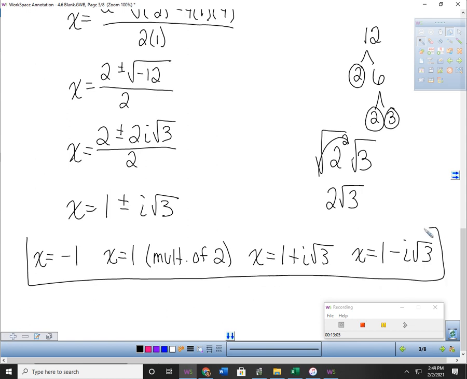Now, if I had said find all real solutions, that would only be these 2, right? This would not be included in my answer. So always pay attention to the instructions.